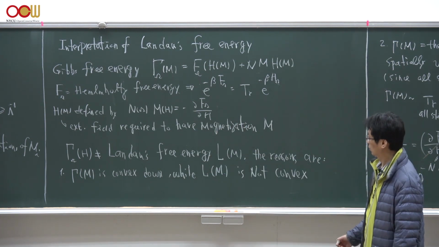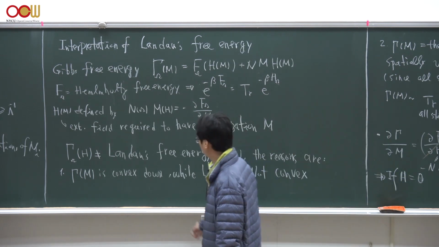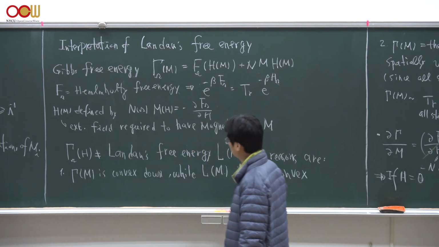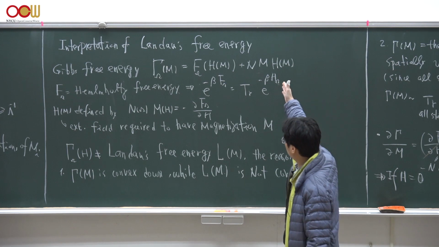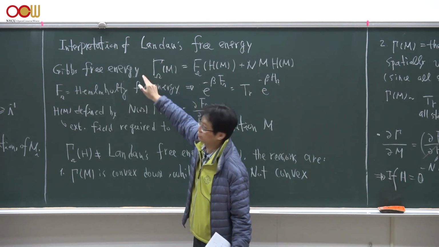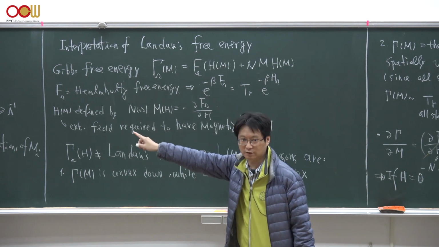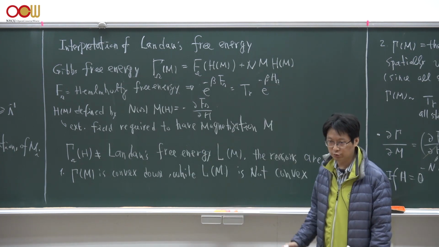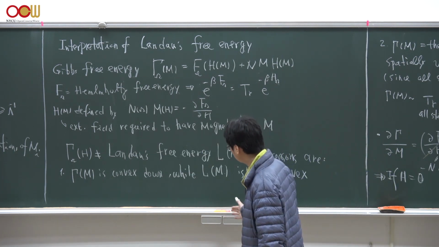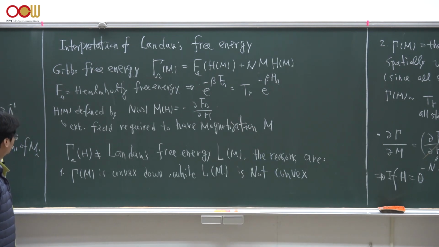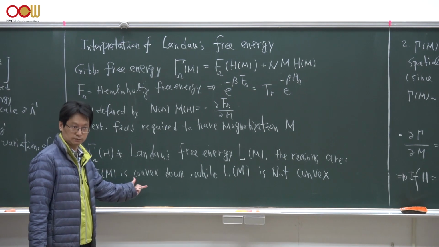Now we are going to argue that this gamma as a function of the external field, which we defined through the Gibbs free energy, is not the Landau free energy L that we defined over there. The reasons are twofold. The first reason is that the Gibbs free energy is actually a convex down function.